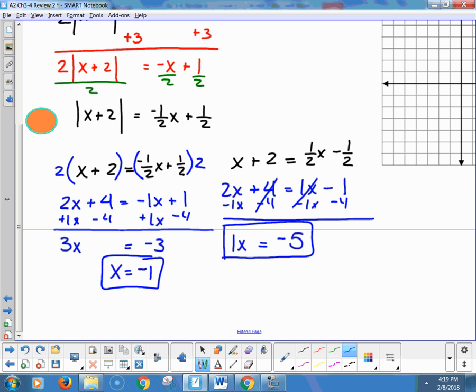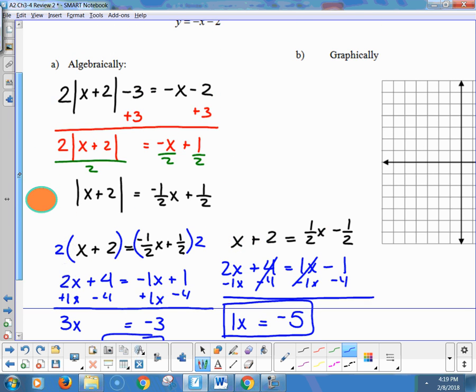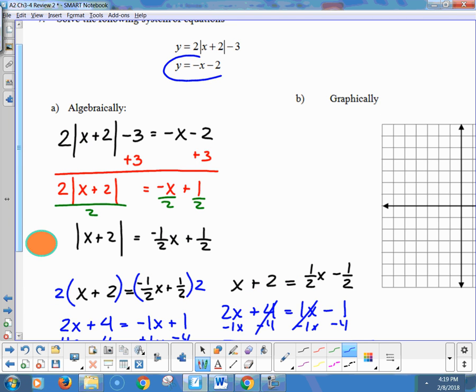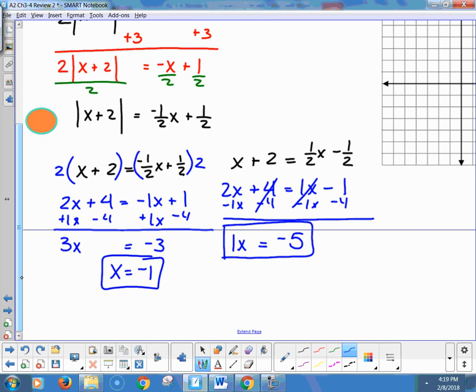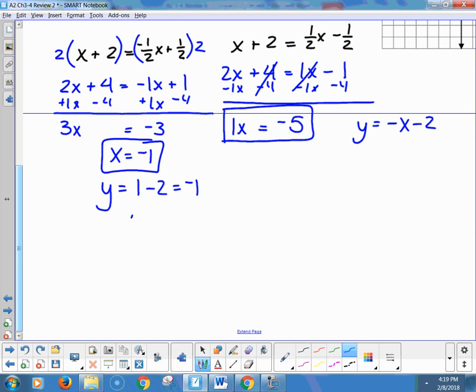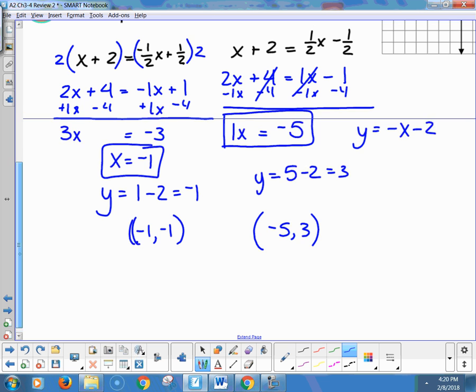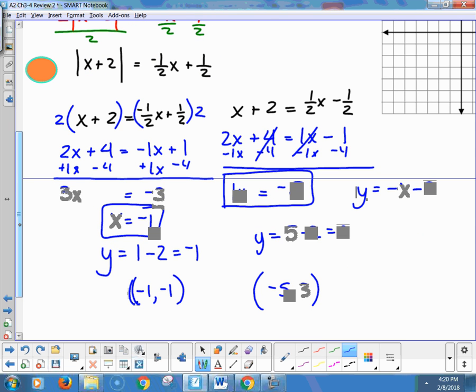I'm solving a system, which means I should find some y values, and I'm going to use this equation. Y is negative x minus 2. So for this point, y would be the opposite of x, 1, minus 2. So y would be negative 1. So I'm thinking one point of intersection is negative 1, negative 1. And here, y is going to be the opposite of x, minus 2, so that's 3. And the other point of intersection is negative 5, 3. So I think I have some points of intersection. This is just a big mess, and I'm going to try to clean up.